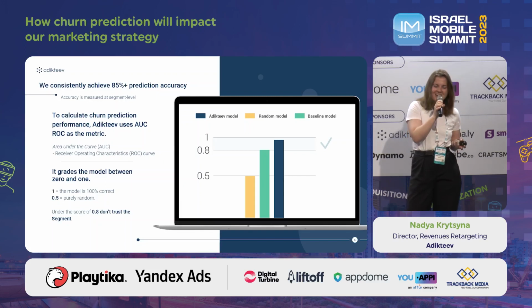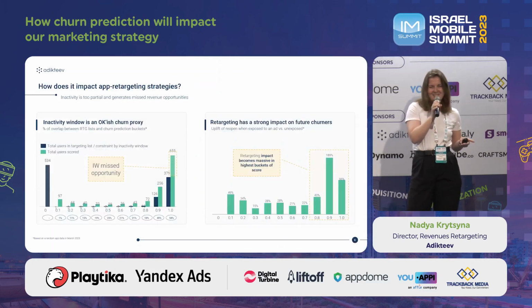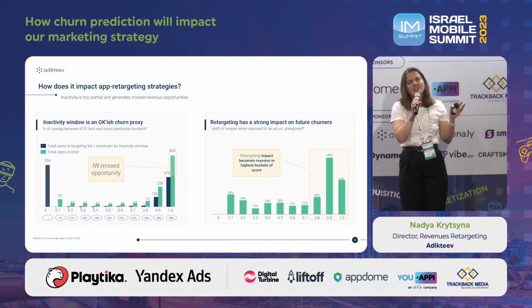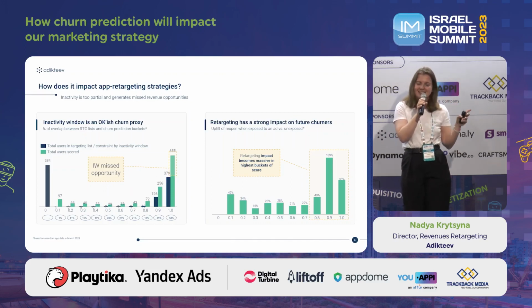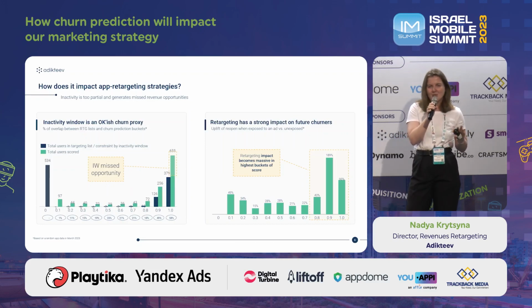And being a retargeting provider, we are, of course, more focused on re-engaging users that are most likely to churn. That's why we strongly recommend focusing on something that is higher than 0.8 in a churn prediction. This is actually one of my favorite slides because it's a use case with one of our clients. And as you see, there are two graphs. And this again recalls my sentence about inactivity window not being the best proxy for engaging users.